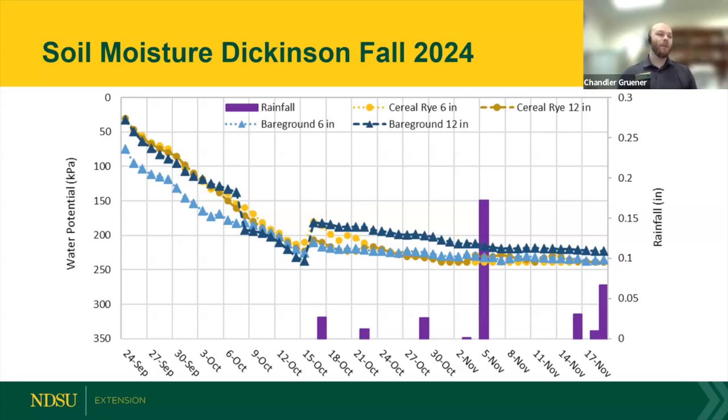They did plant their cover crop a little bit sooner, so looking at the x-axis on the bottom, starting September 2024, all the way to November 17th. They planted the cover crops, but you can see there's no difference between the cereal rye and the bare ground. So both locations we have no differences. It was a little bit drier in Dickinson overall, but that's the only comparison.